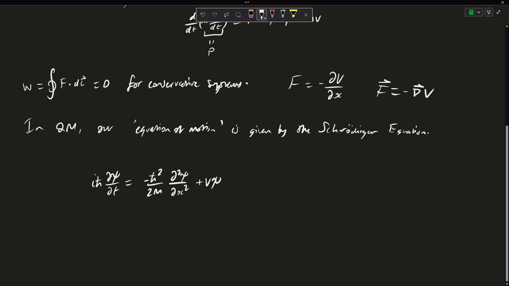So given initial condition, the Schrodinger equation determines psi of x and t, psi depending on x and t, for all t greater than 0.